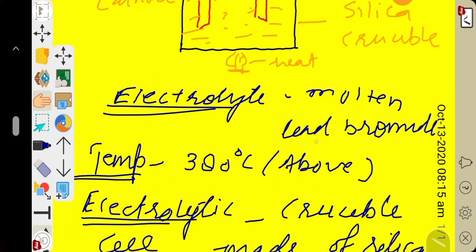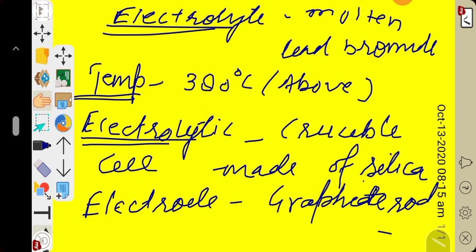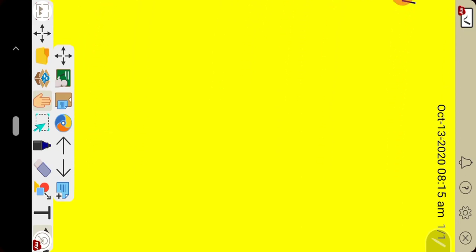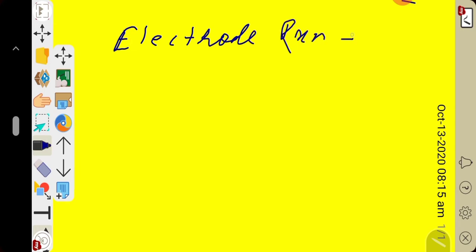So we understood the electrolyte will be molten lead bromide, and we have to maintain a temperature above 380 degrees Celsius so that lead bromide can be melted. The electrolytic cell will be a crucible made of silica, and the electrode will be a graphite rod. Let us see what happens after that. Now the electrode reaction will take place. As you pass electric current, the electrode reaction takes place. So PbBr2 will dissociate.